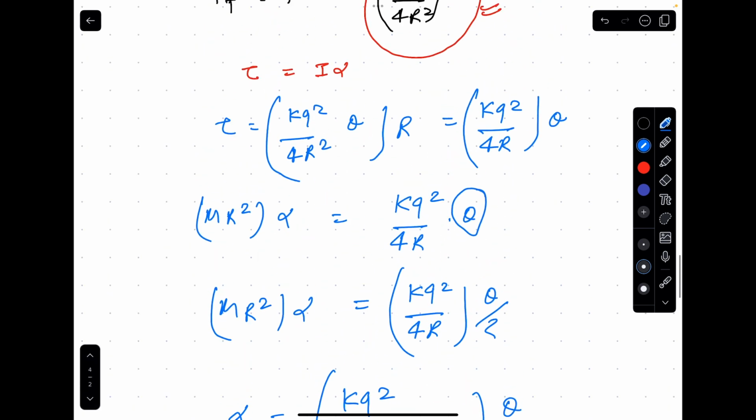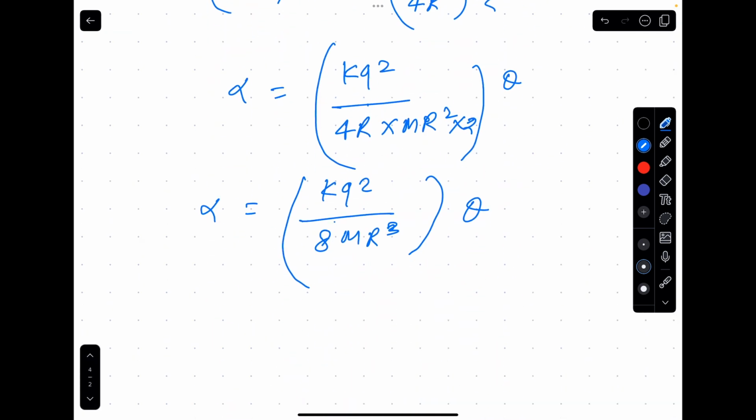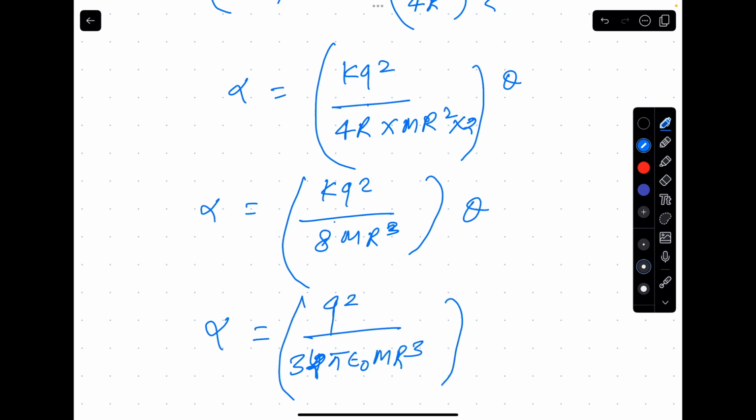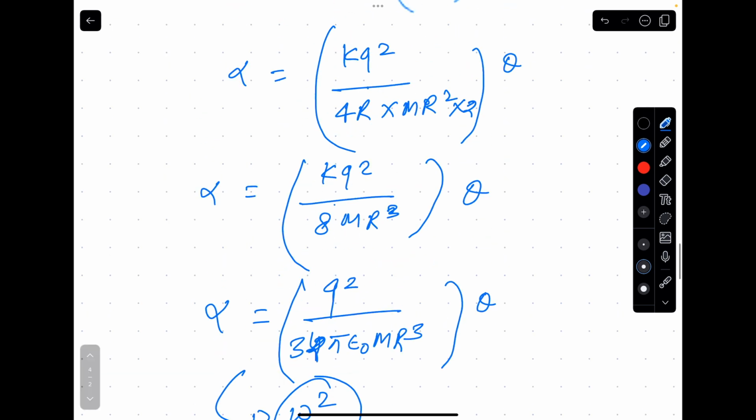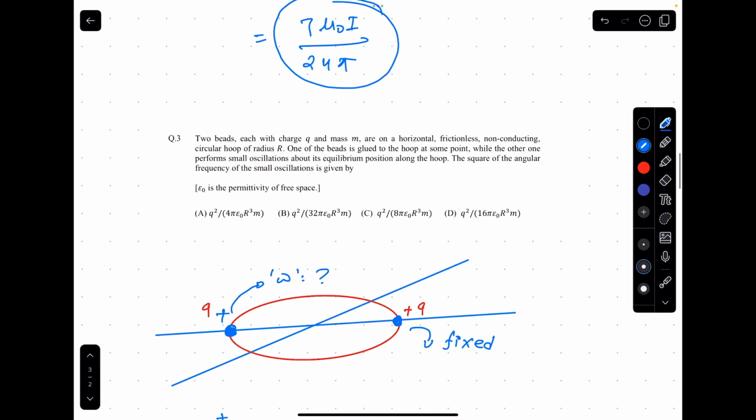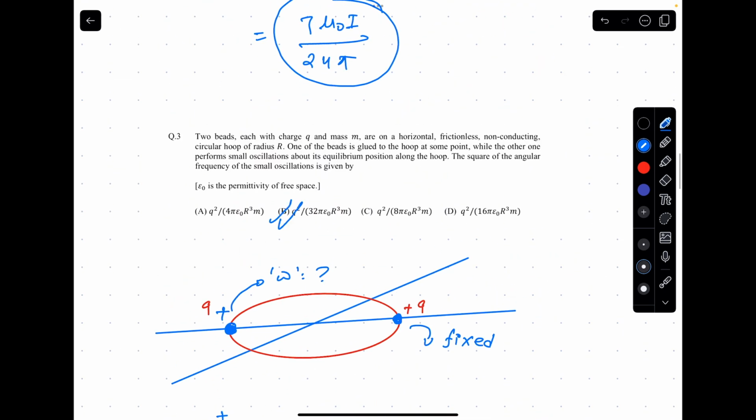Now k can be written as 1 divided by 4 pi epsilon naught. So alpha is basically 1 divided by 4 pi epsilon naught, 4 multiplied by 8, so that is 32 pi epsilon naught mr cube, and here we have q square multiplied by theta. This is the value of omega square. So let us check which option is correct. This option is correct according to me.